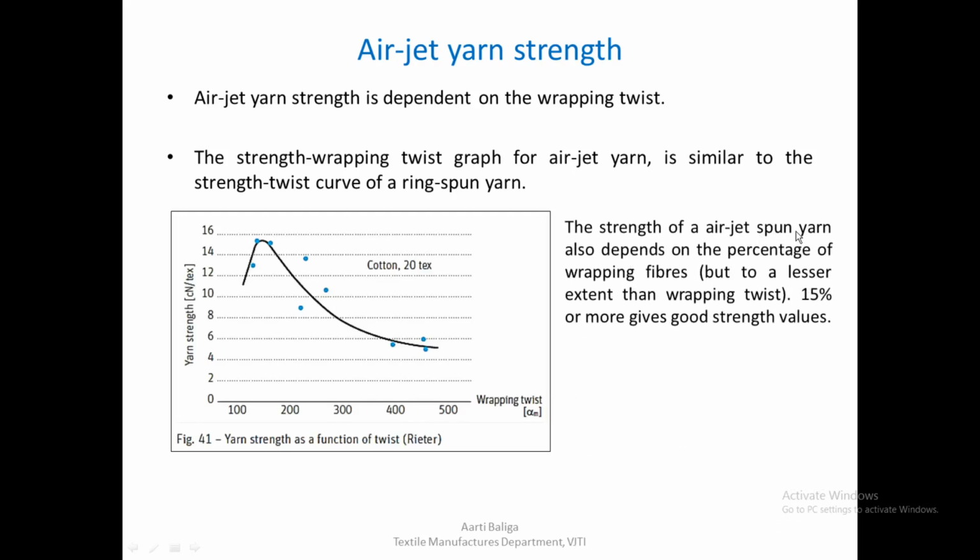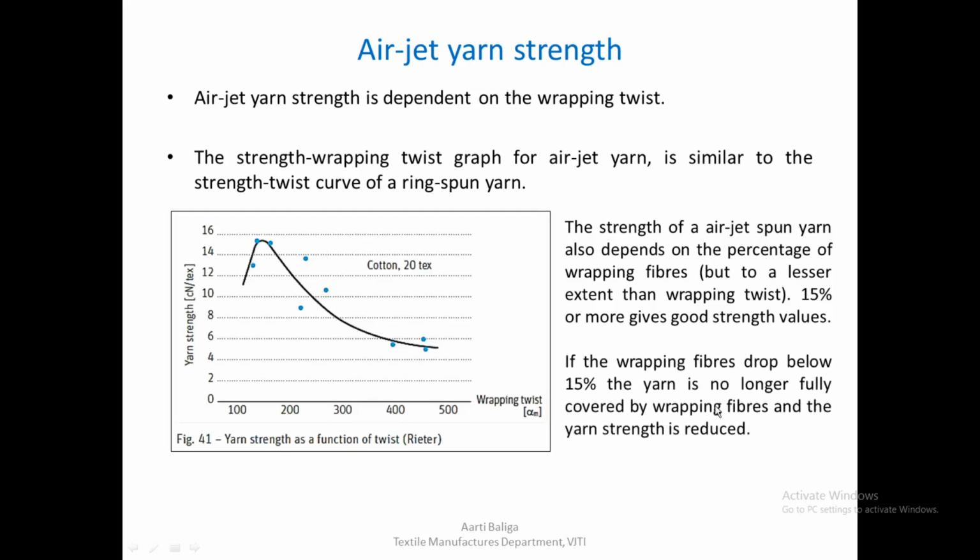The strength of an airjet spun yarn also depends on the percentage of wrapping fibers, but to a lesser extent than wrapping twist. So the strength not only depends on the wrapping twist but also depends on the percentage of wrapping fibers, which is the second factor. 15% or more wrapping fibers would give good strength values. If the wrapping fibers were to drop below 15%, the yarn is no longer fully covered by wrapping fibers and the yarn strength is seen to be reduced.